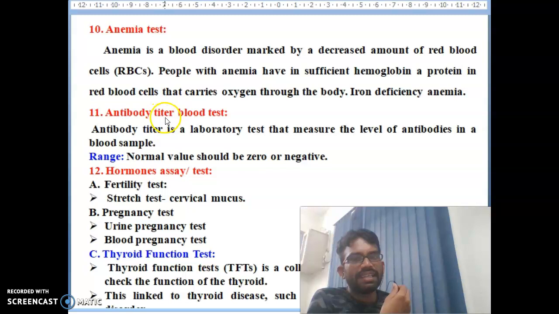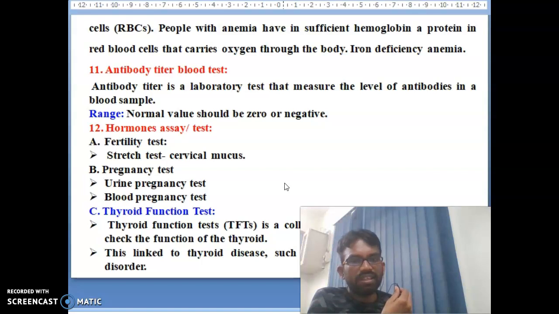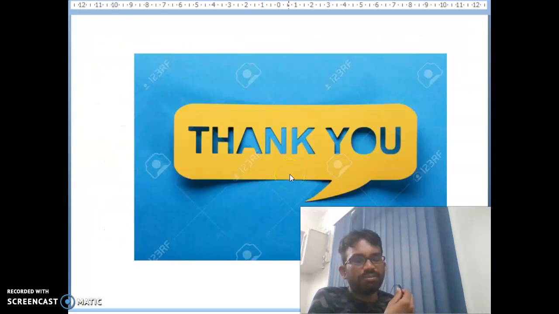And next one, the antibody titer blood test. You can see this if you take the vaccine nowadays. Hormone tests and thyroid tests are also being used. You can see the hormone test, fertility test, pregnancy test and the thyroid function test.